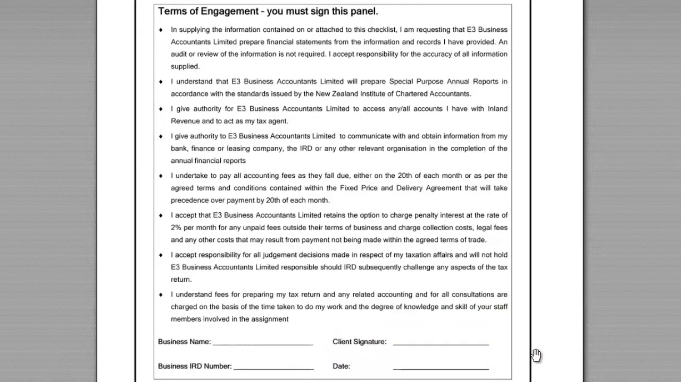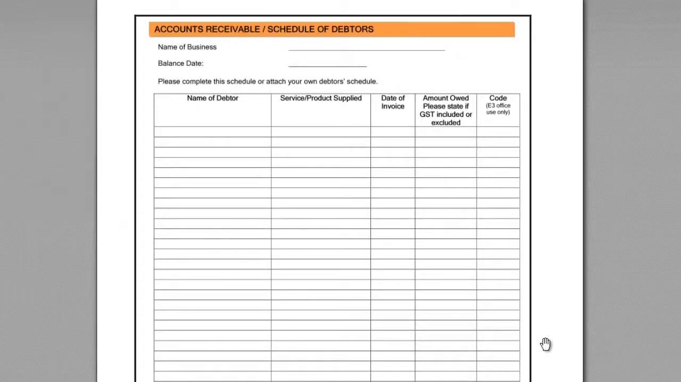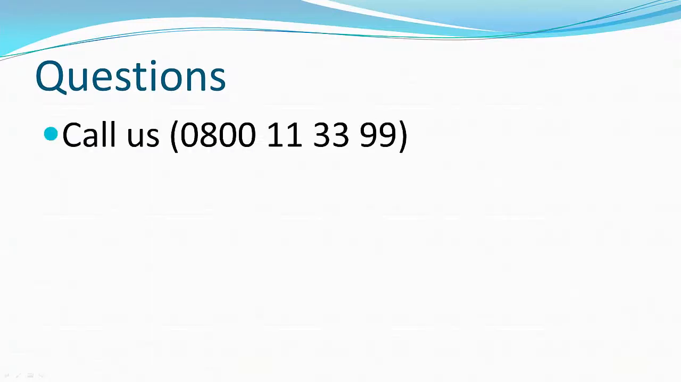If you don't sign this, we actually need to send the checklist back to you, so please make sure that you sign it. Following that, there's just some schedules and rosters, asset registers, things like that you may or may not need to fill out depending on your entity. If you do have any questions about the checklist or your end of the year accounts, please call us, email us, we're very happy to help you.